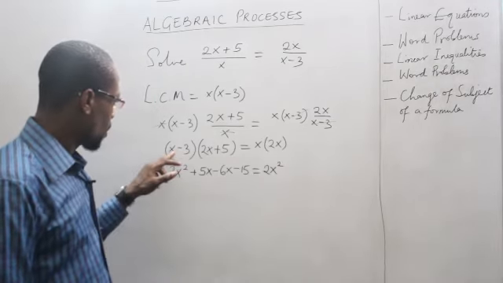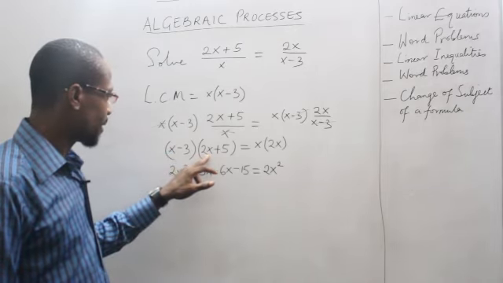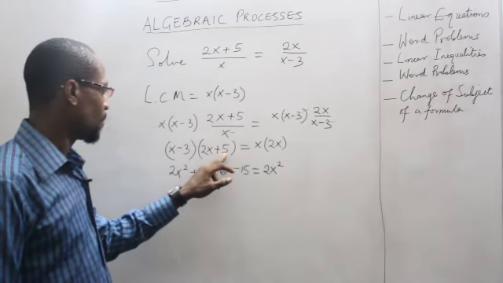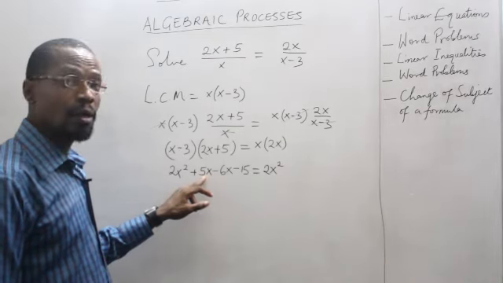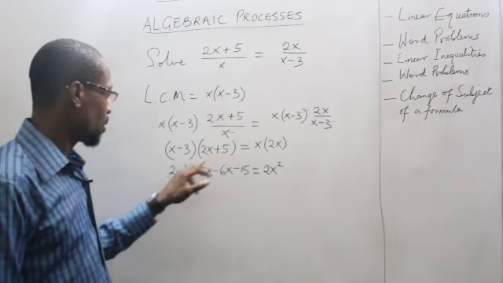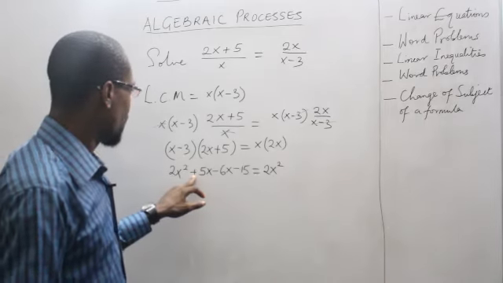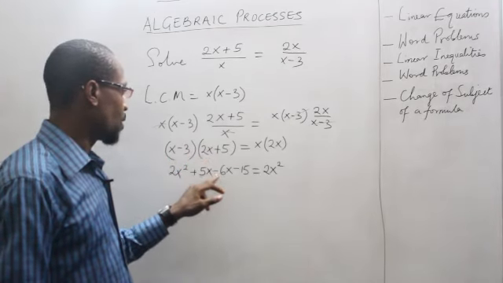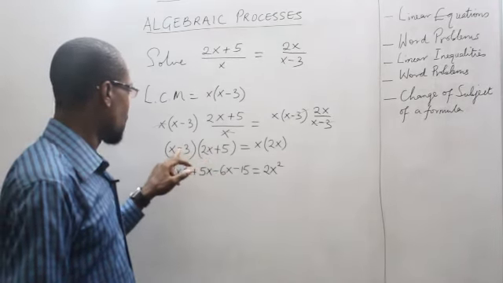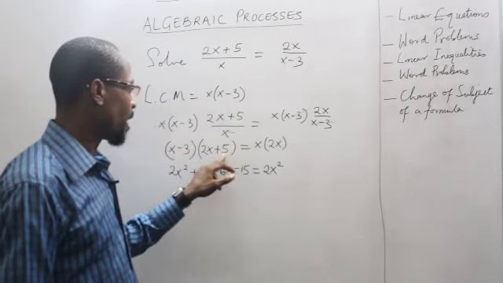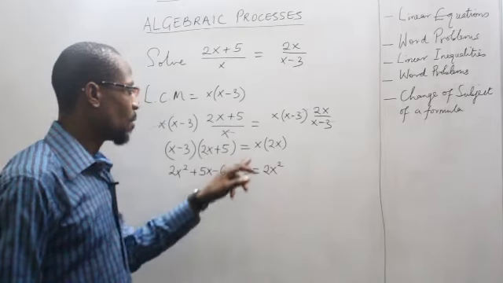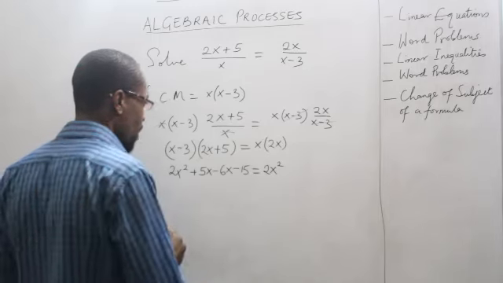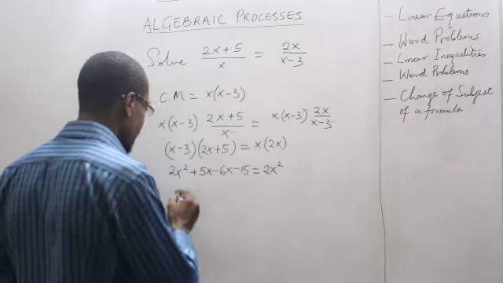x multiplied 2x to give us 2x squared, x multiplied 5 to give us 5x. There is plus here, so of course plus stays here. Now minus 3 multiplies 2x to give us minus 6x, and minus 3 multiplies plus 5 to give us minus 15. Of course, x times 2x gives us 2x squared. And so let us collect like terms.